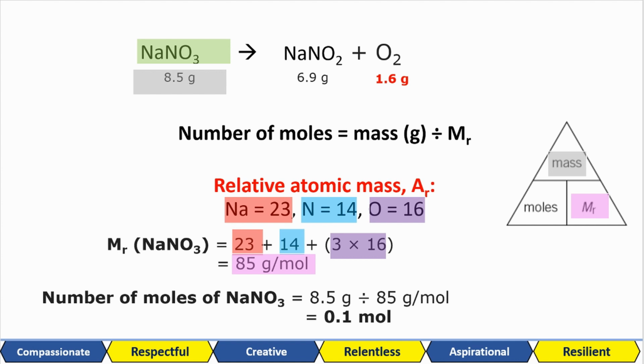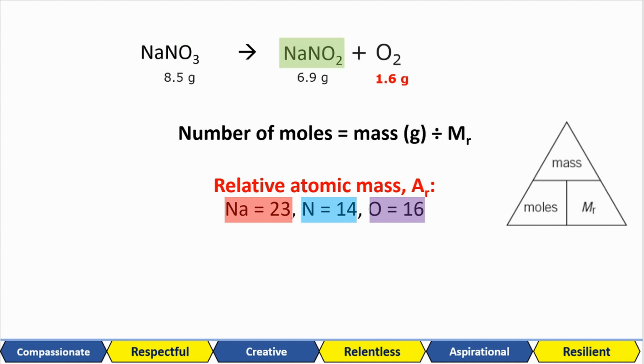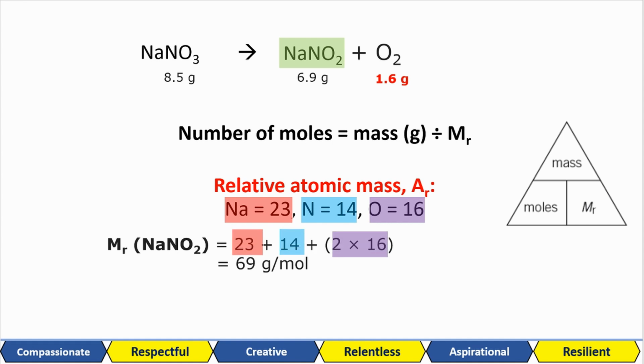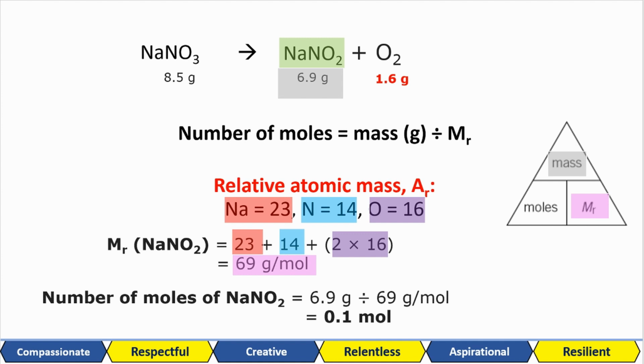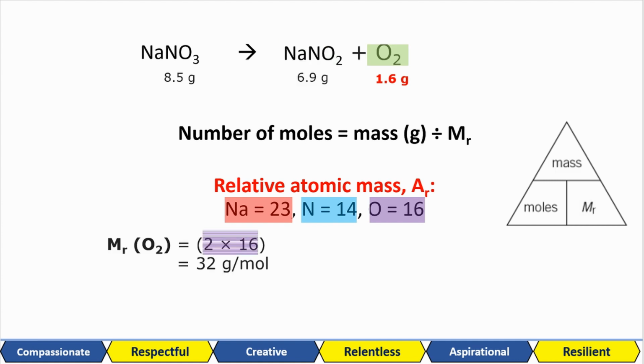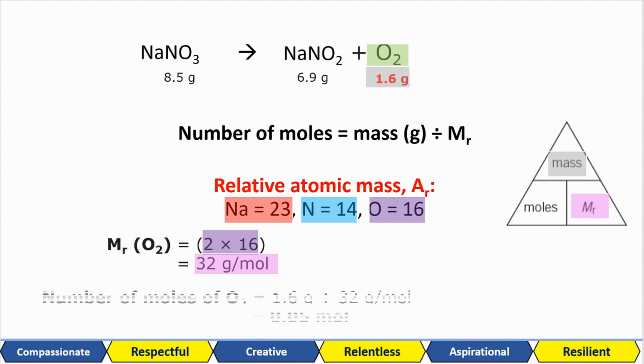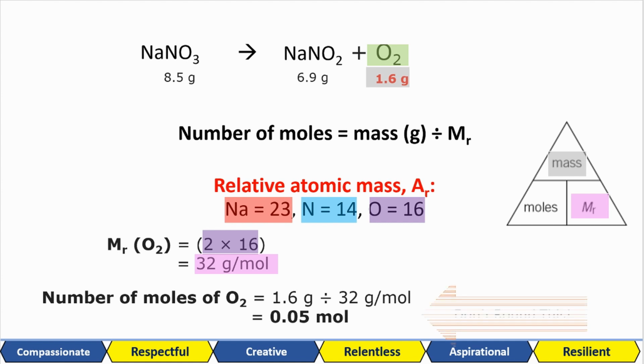Then we work out the moles of our sodium nitrite. The molar mass is 69 grams per mole because we have 1 less oxygen in the compound. Moles equals mass over molar mass, so 6.9 grams over 69 grams per mole gives us 0.1 moles. And then finally, for oxygen, we have a molar mass of 32 grams per mole. Our mass is 1.6 grams, so 1.6 grams over 32 grams per mole gives us 0.05 moles of oxygen. Don't panic when you get decimals at this stage, and please do not round your numbers at this stage.